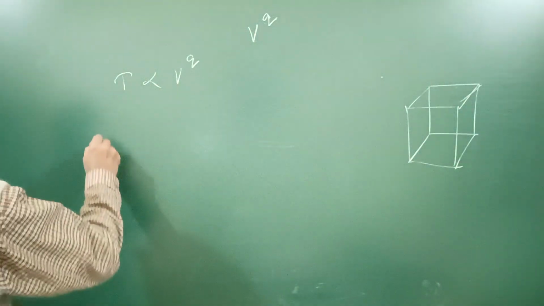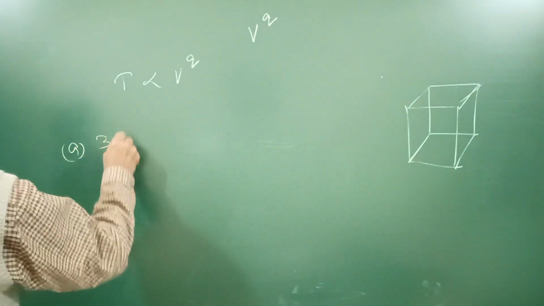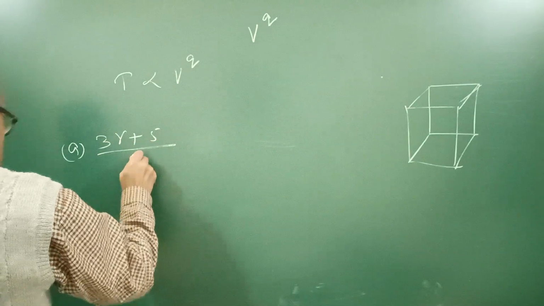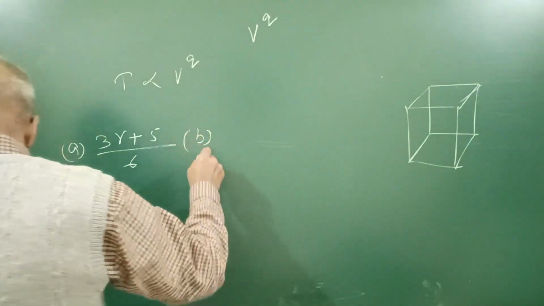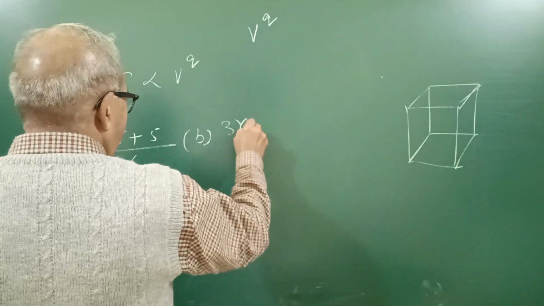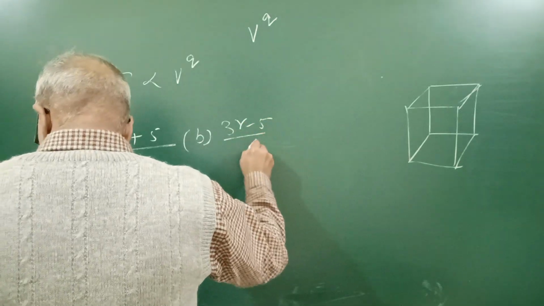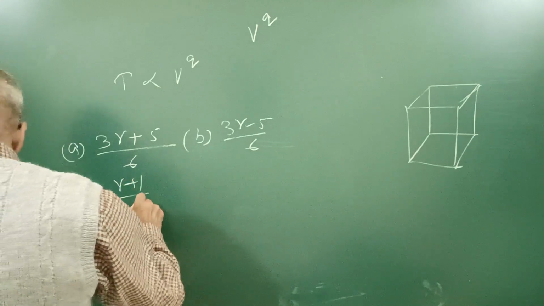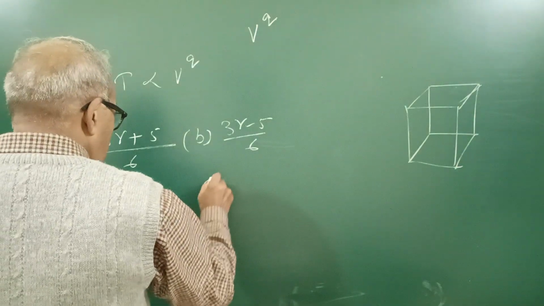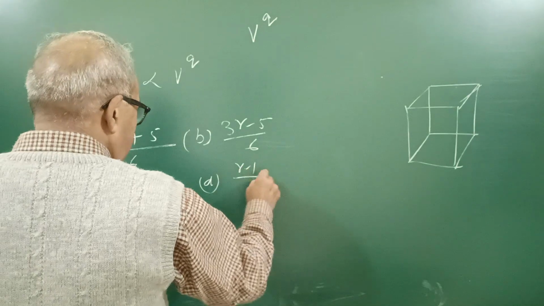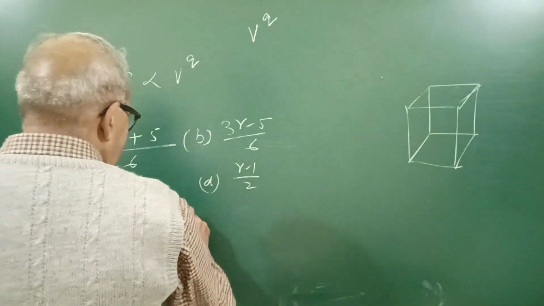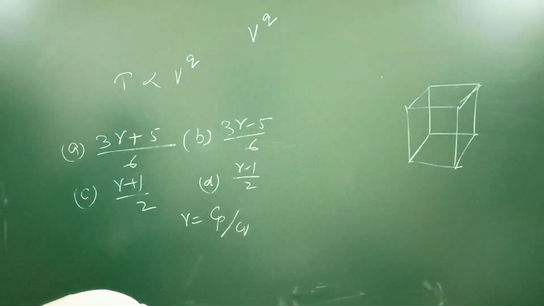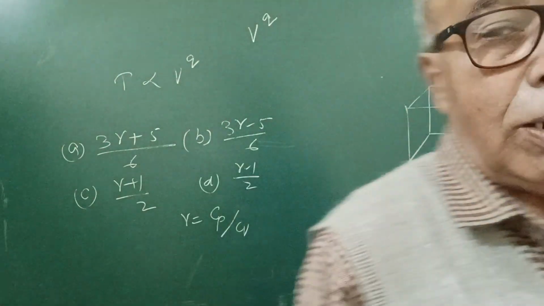The options are: A, 3 gamma plus 5 upon 6. B, 3 gamma minus 5 upon 6. C, gamma plus 1 upon 2. D, gamma minus 1 upon 2. Where gamma is Cp upon Cv. I have told you, the ratio of Cp to Cv.